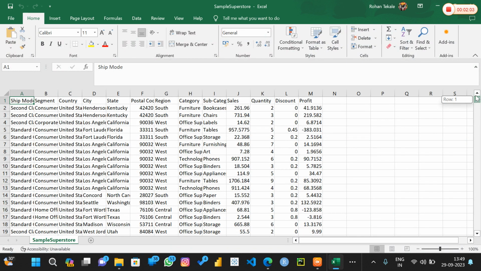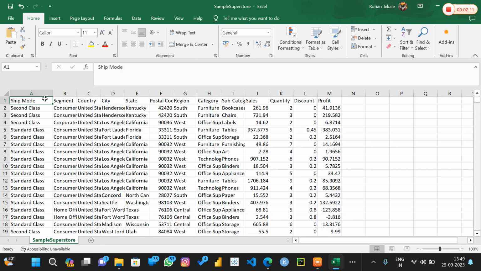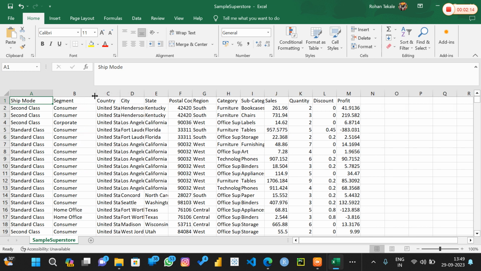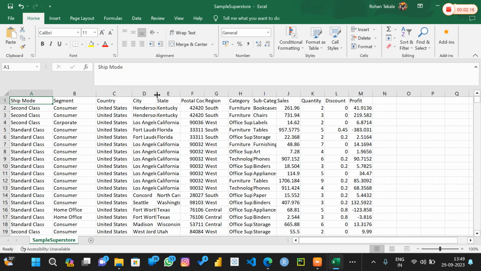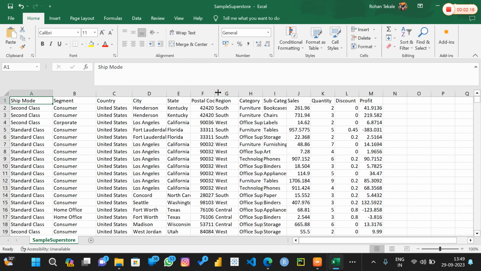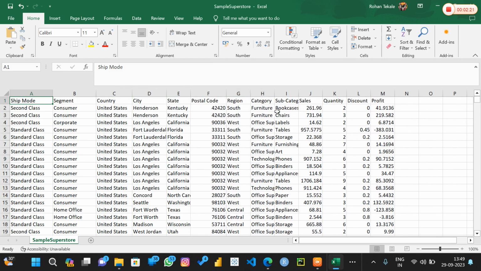Now this is the database they have given to us. The database name is Sample Superstore. In this they have given the ship mode, the segment, the column names. See the column names: the segment, the country, the cities, states, postal code. Now they have provided one database in which we have to analyze what the data tells us. They have given some consumer information, where they live, in which country, the city, the state, the postal code, in which region, the category.